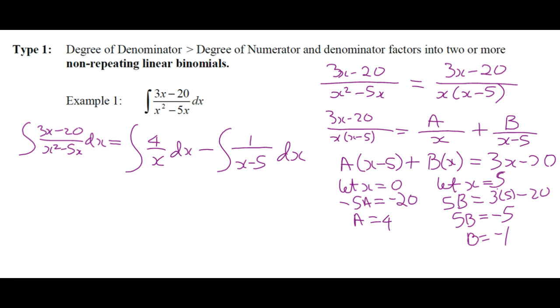Okay, and those integrals are easy to do. What's the first one? 4 ln absolute value of x minus the absolute value of x minus 5. Yep. Plus c.